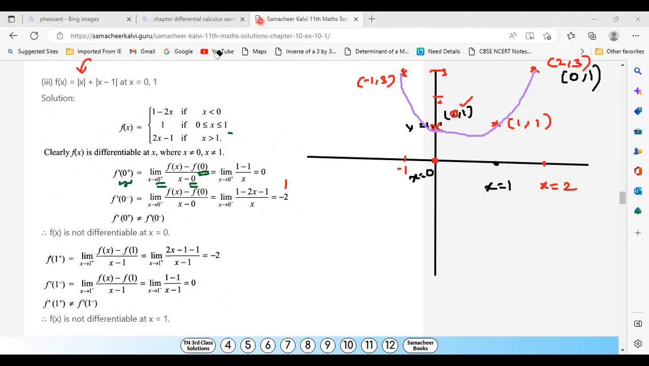See, the meaning of x greater than 1 is that the function started acting like 2x minus 1. That's what it means. If it is greater than 0, it doesn't mean it is also greater than 1. This is how you should see it. What you are saying is correct only, that f of x is greater than 0, but it doesn't have to be greater than 1.